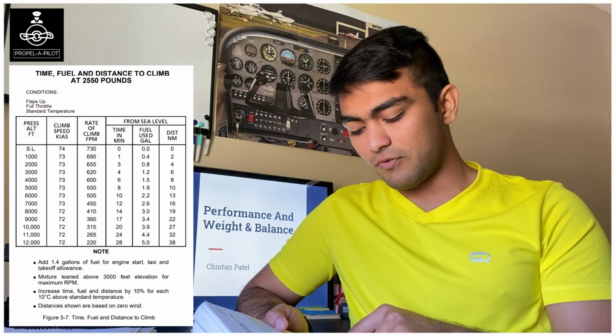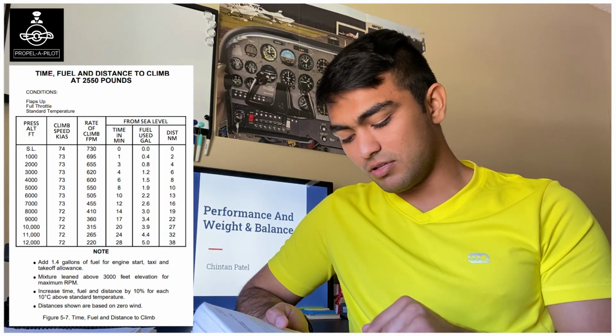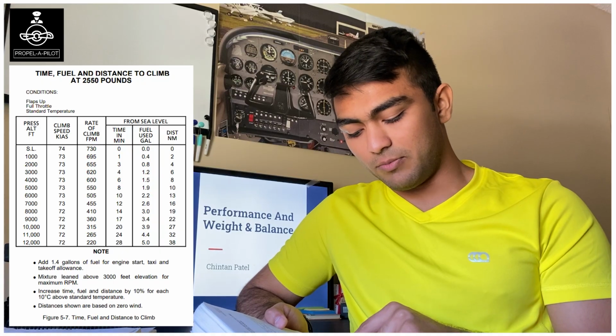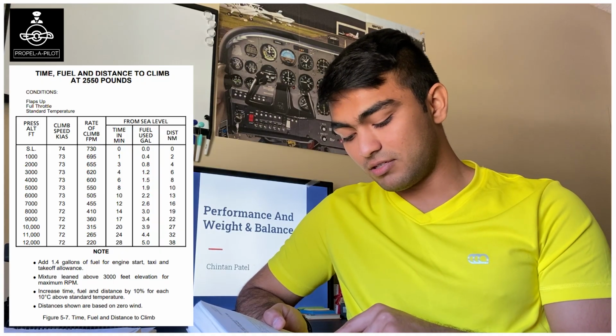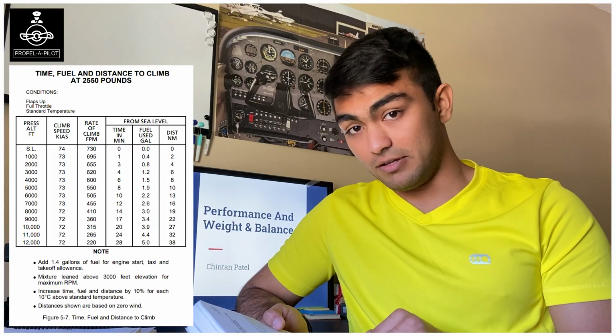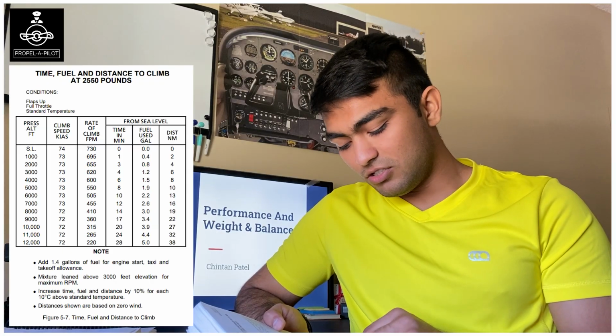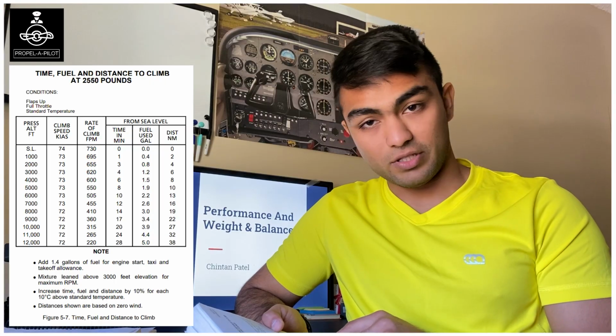Then mixture leaned above 3000 feet pressure altitude for maximum RPM. Increase time, fuel and distance by 10% for each 10 degrees above standard. Distances shown are based on zero wind.